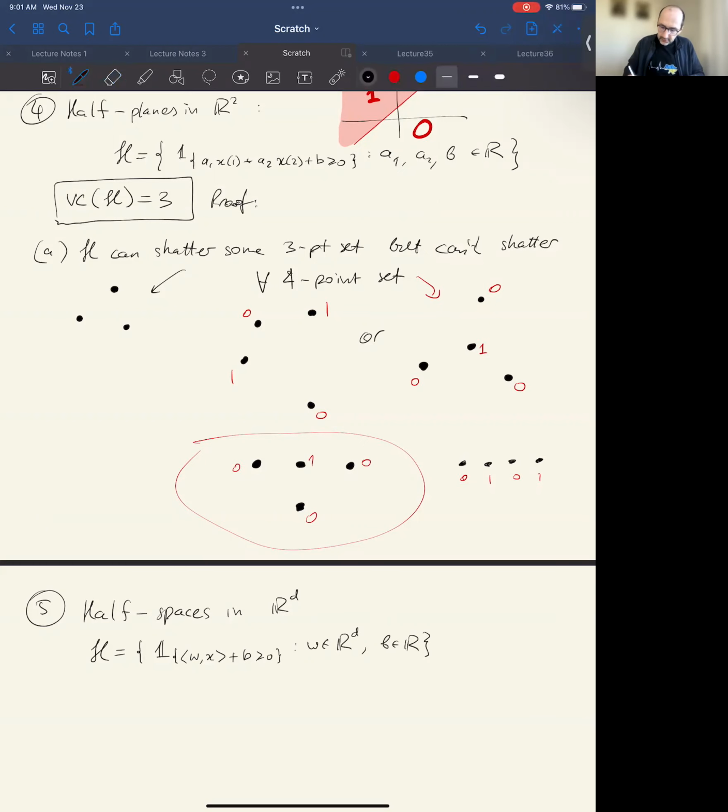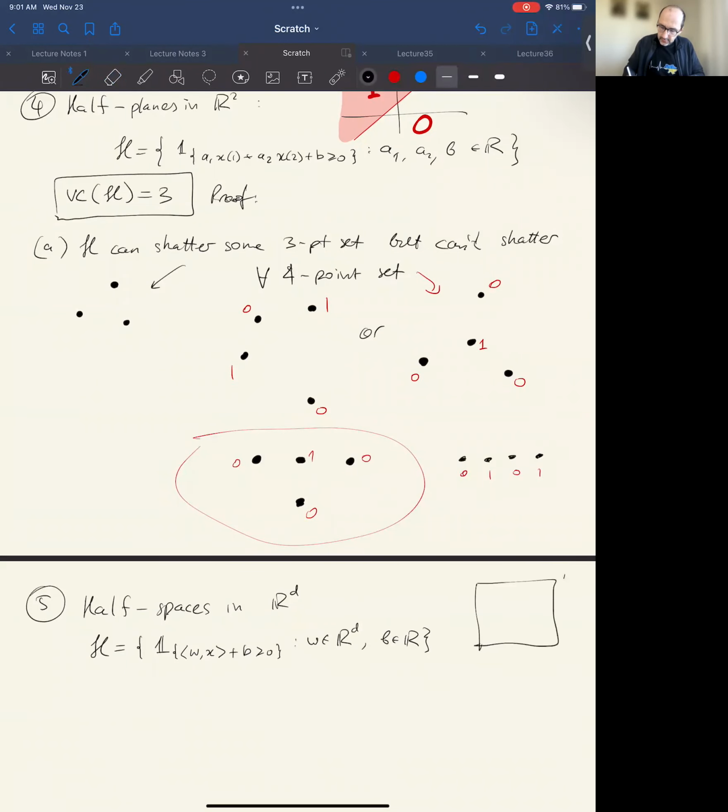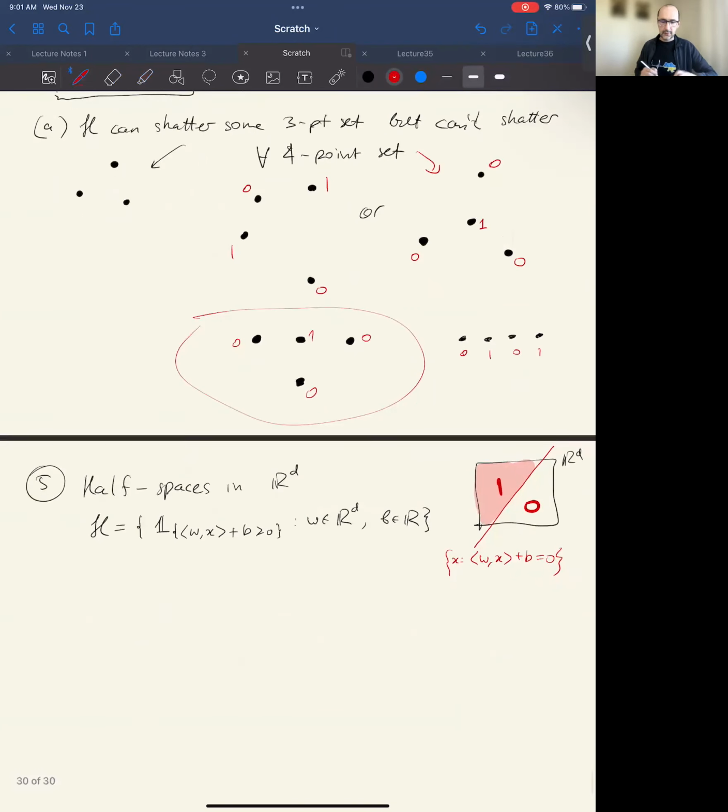I put it this way because in R^d, the equation of a hyperplane, the plane of dimension d-1, is this. This is all x's for which wx plus b equals 0. And then we just have one side of it like this. And put 1 there, 0 there. So that's a half plane.